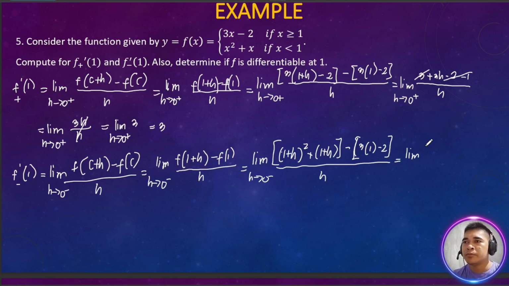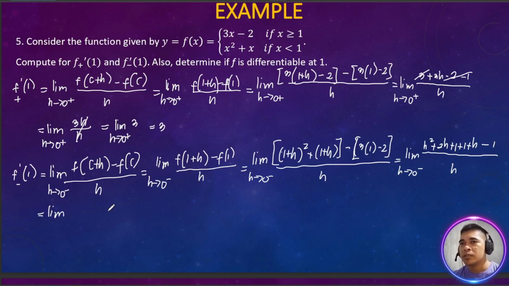So here we have h squared plus 2h plus 1 plus 1 plus h minus, so 3 times 1, 3 minus 2, 1, so minus 1, all over h as our h approaches 0 from the left. So it is equal to the limit: 1 plus 1, 2; h squared plus 3h, 2h plus h, 3h; 1 plus 1, 2 minus 1, 1 over h as our h approaches 0 from the left.